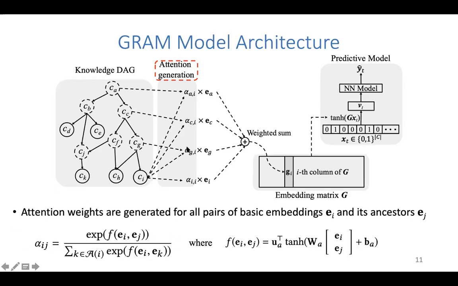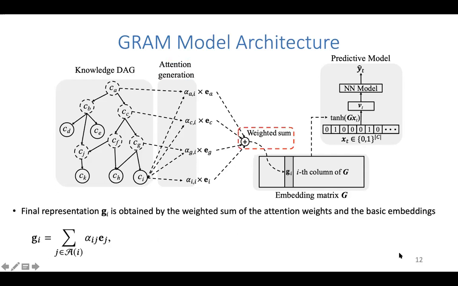So alpha AI, alpha CI, alpha GI, alpha II are all derived from the simple feed-forward neural network that looks like this. And then using this, we're going to take a weighted sum of them, and then we're going to derive GI. GI is the final representation. So EI were the basic representations, and GI is the final representation of this guy, CI. From now on, GI will be used to represent CI. So GI is obtained by the weighted sum of the attention weights and the basic embeddings. So far, so good.